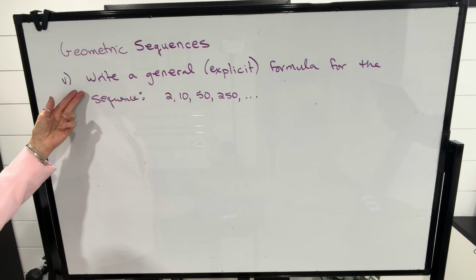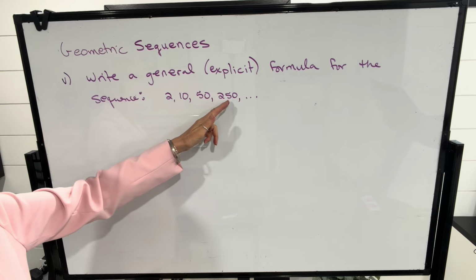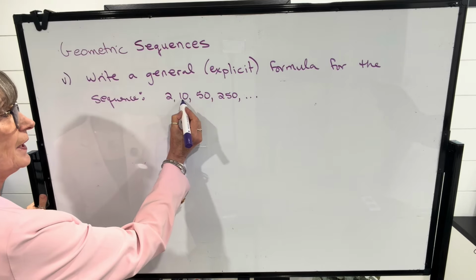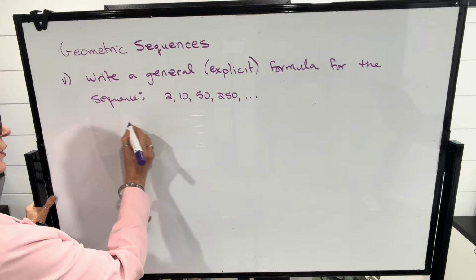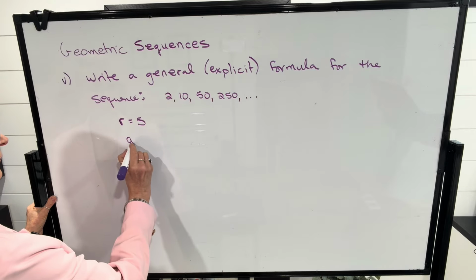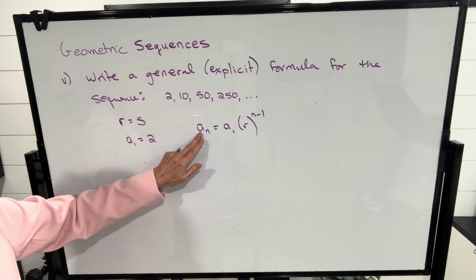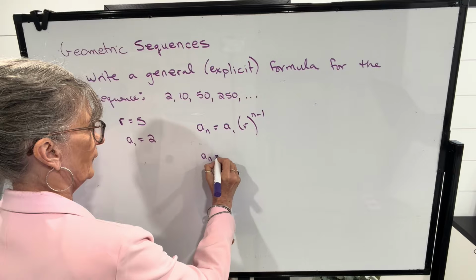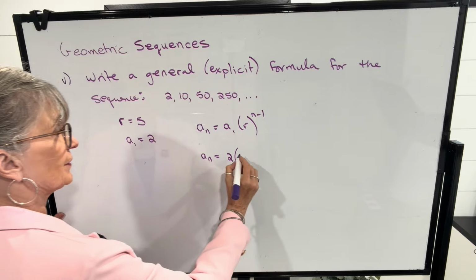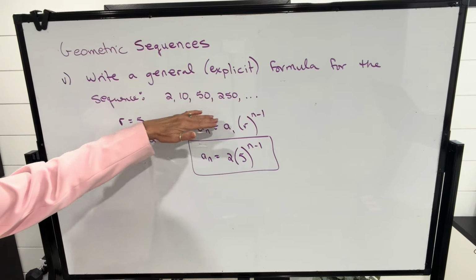You might be asked a question like this. Write a general or explicit formula for the sequence, in this case 2, 10, 50, 250, and so on. It's geometric. Each number gets multiplied by 5 to get the next number. So we know that the ratio, or the common ratio, is 5. We know our first term is 2, and that's all we need to write the general formula. So to find any a sub n, we put the first term in, which is 2, and multiply that by r, which is 5, to the n minus 1. So this would be the general formula for this particular sequence.